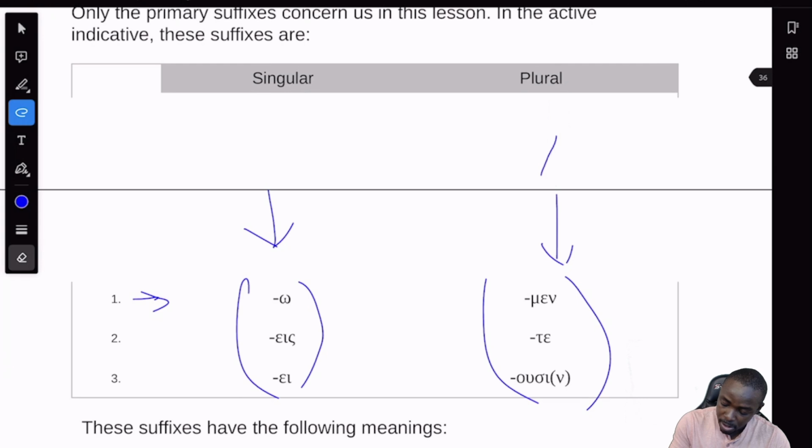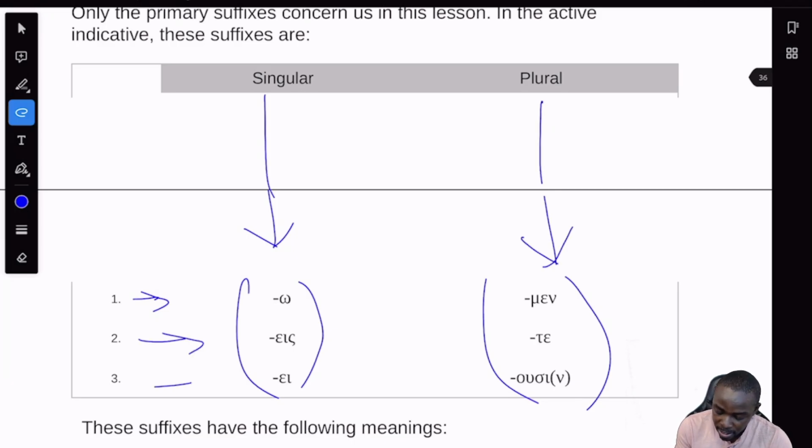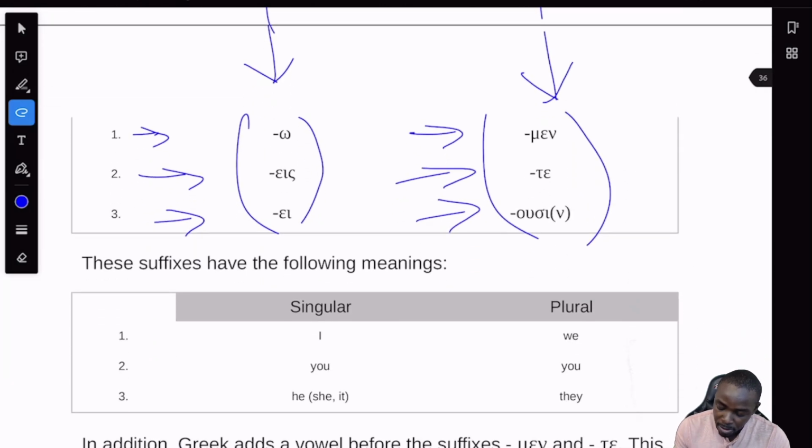So let me just see if I could make that a little bit more beautiful. All of that is singular. All of this is plural, right? And then you have the eis, and then you have the ei. So this is first, second, third person. And then you have the plural now. And this is first, second, third person: omen, ete, ousi. These are the suffixes that are going to be added to the word. So the first person is I. Second person singular is you. Third person singular is he, she, or it. First person plural, we. Second person plural, you, meaning all of you. And the third person plural is they.